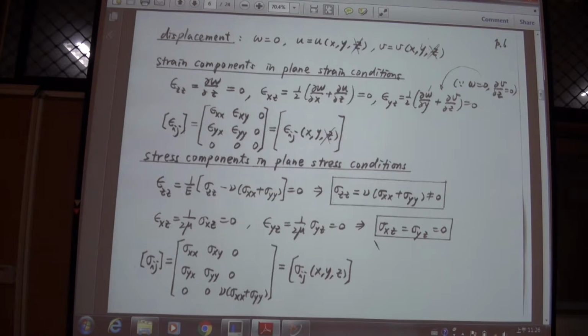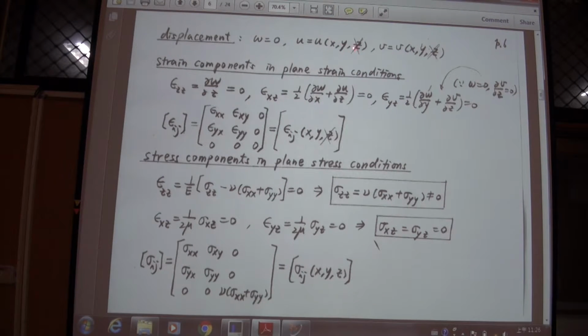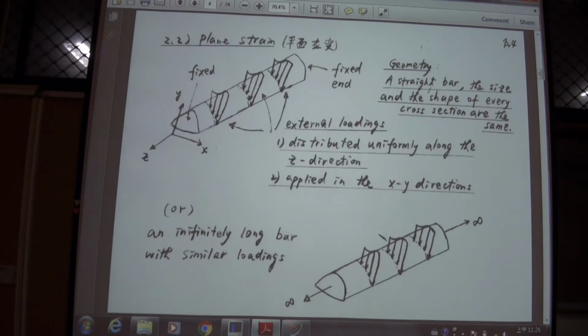This is a very useful simplification for the mathematical problem. Okay, W equals 0. And U and V do not depend on Z. Why? Because the loading is uniform along the Z-axis. And also the shape and size of the bar is uniform along the Z-axis. So the displacement cannot be changed along the Z-axis. See, if you change, then the symmetry will be broken.